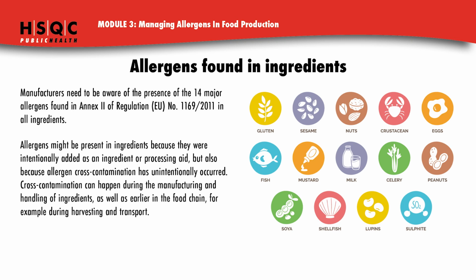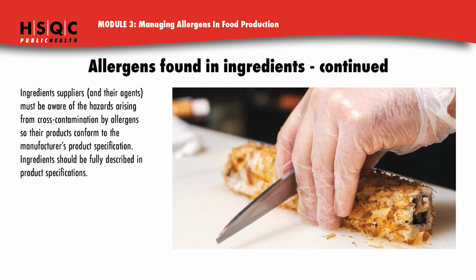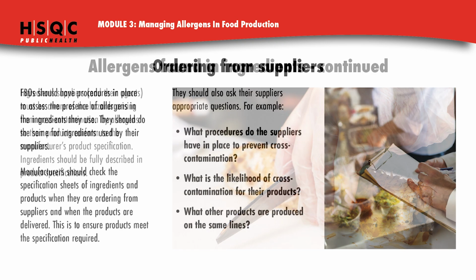Cross-contamination can happen during the manufacturing and handling of ingredients, as well as earlier in the food chain, for example during harvesting and transport. Ingredient suppliers and their agents must be aware of the hazards arising from cross-contamination by allergens, so their products conform to the manufacturer's product specification. Ingredients should be fully described in product specifications.